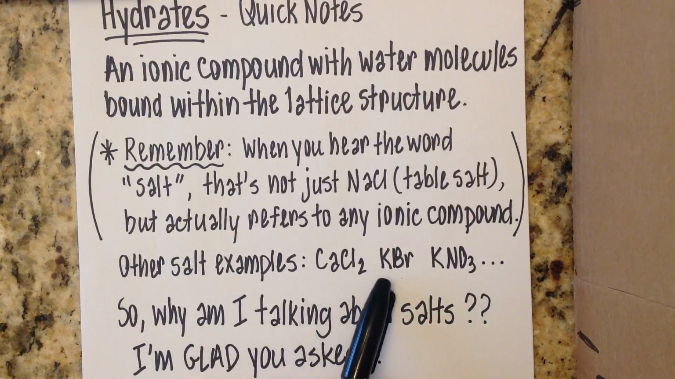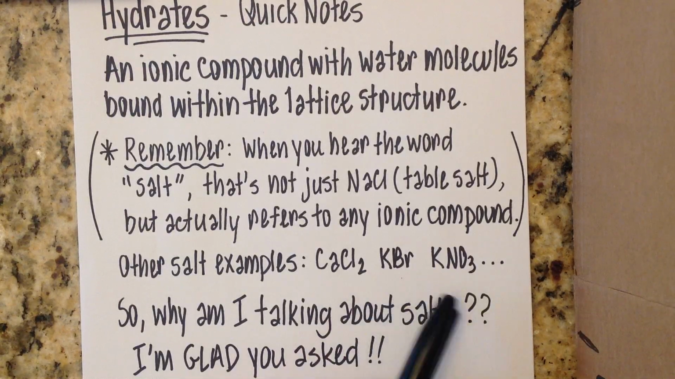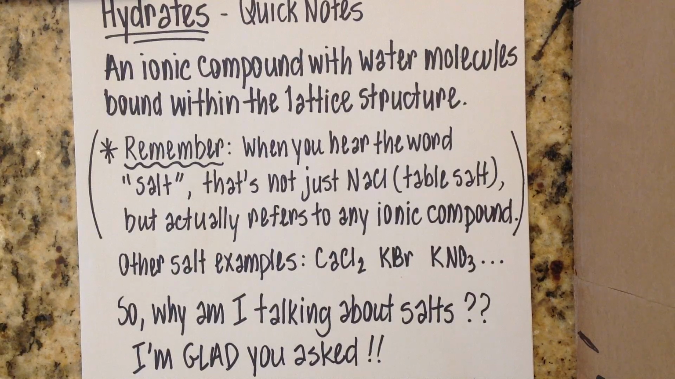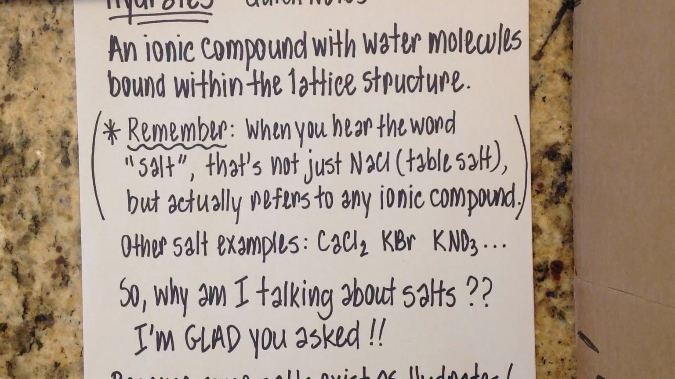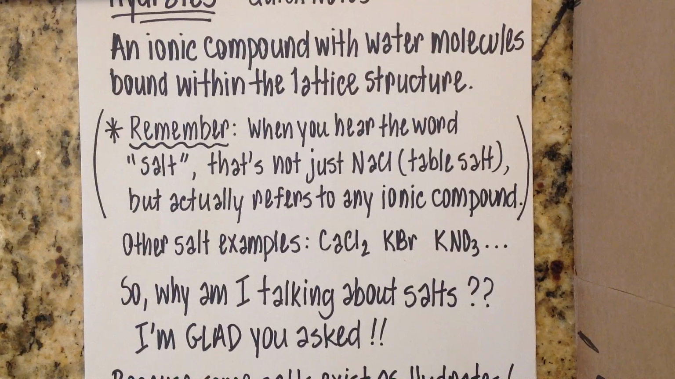Calcium chloride, potassium bromide, potassium nitrate, all of those are types of salts. There are hundreds and hundreds of others out there. So why did I suddenly start talking to you about salt? Well, the reason is because hydrates are simply a salt or an ionic compound, which again have incorporated water molecules into the structure, the crystal lattice.